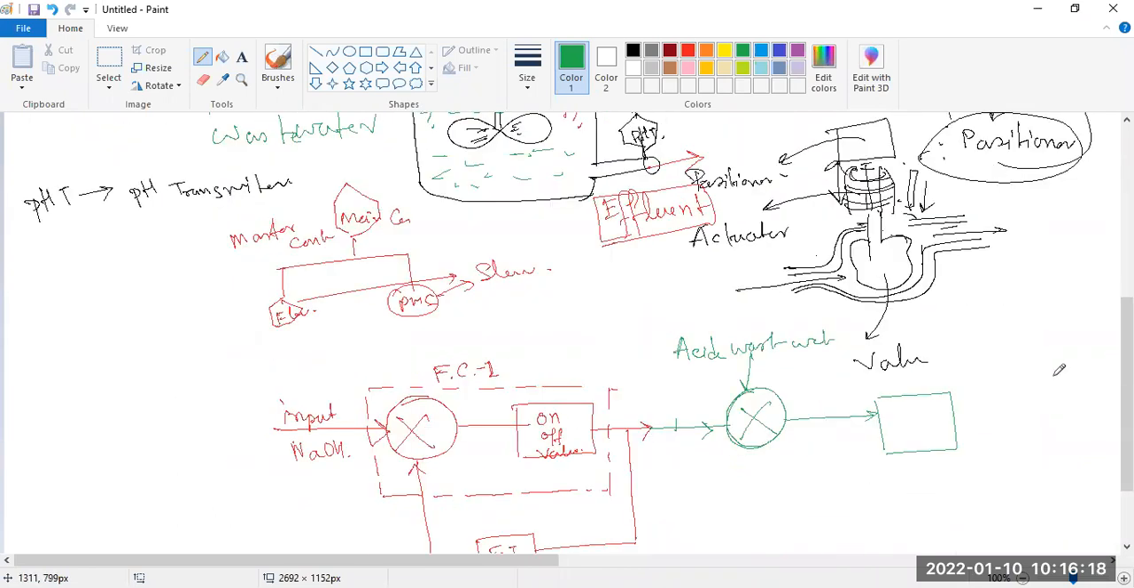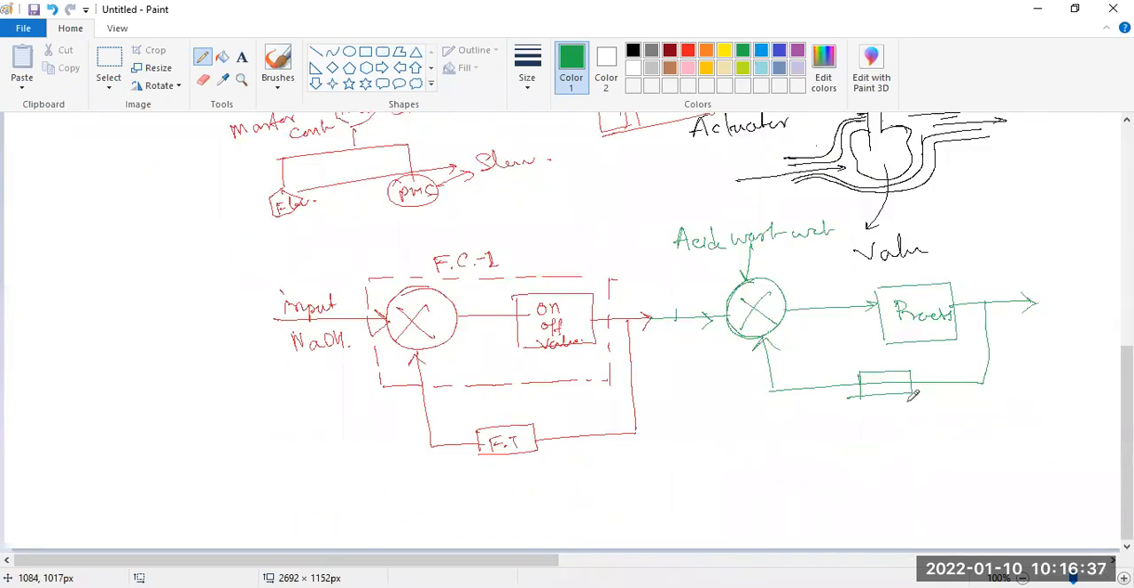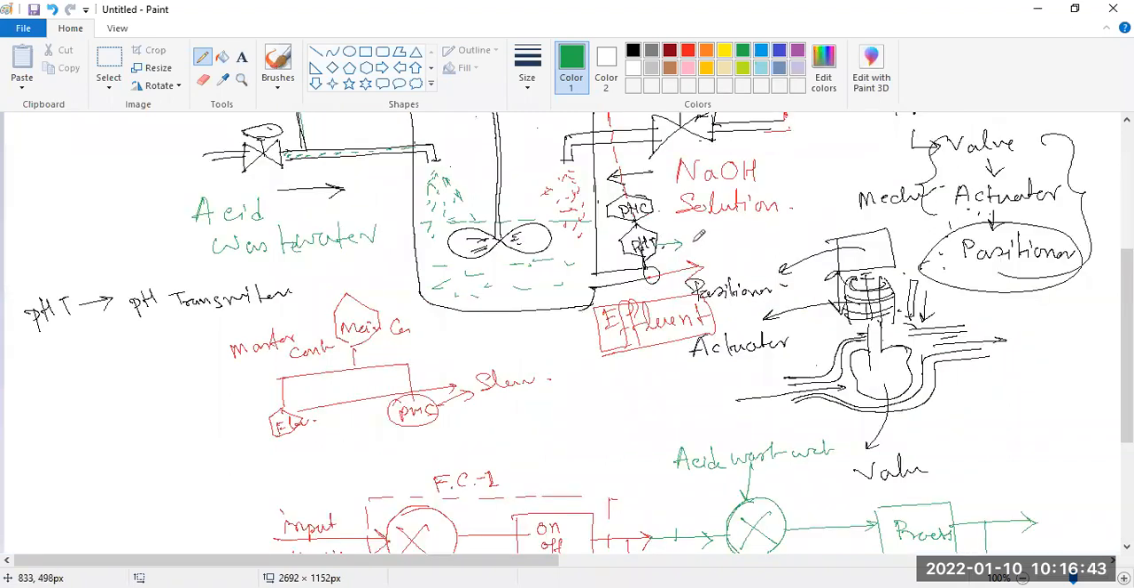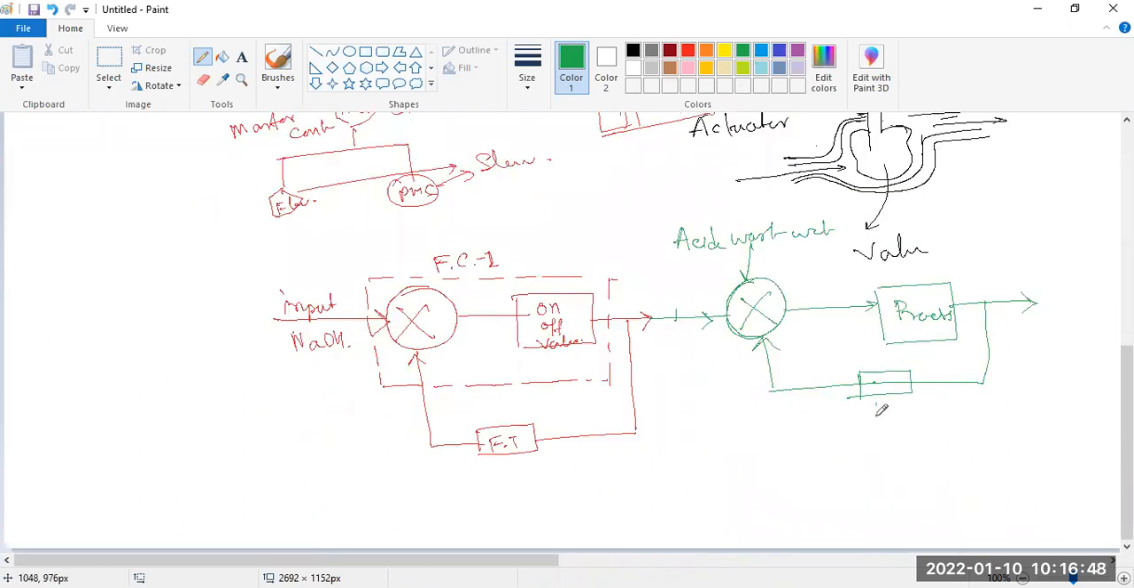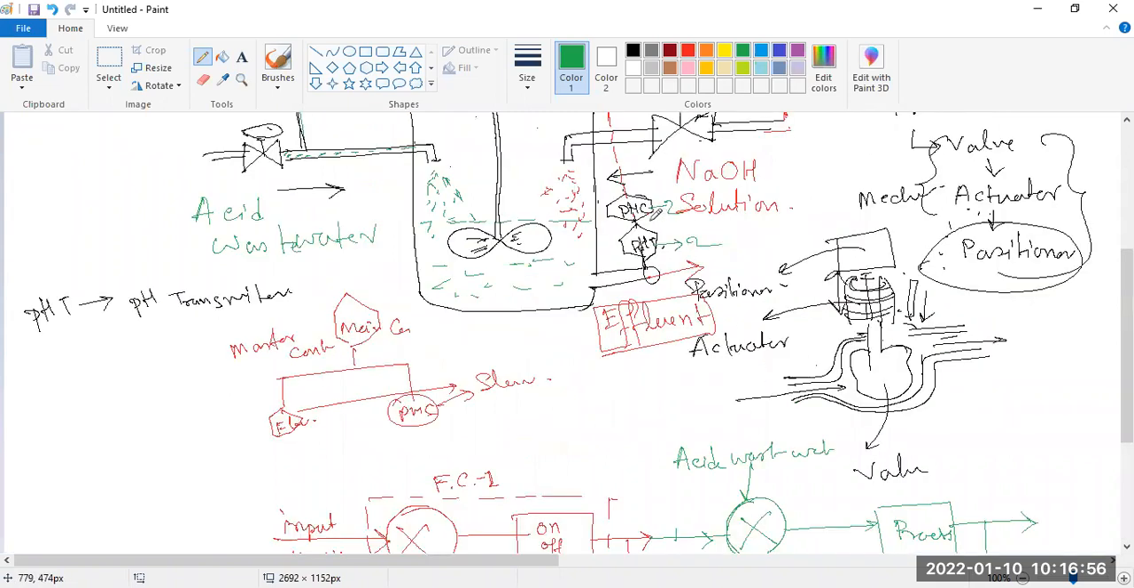Okay, this is the process feedback. You can give this pH transducer to 2. This is 2. So this is the pH flow transmitter, that is 2. So this is also a loop.